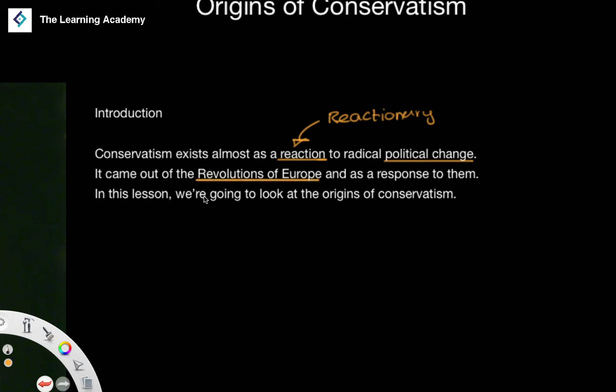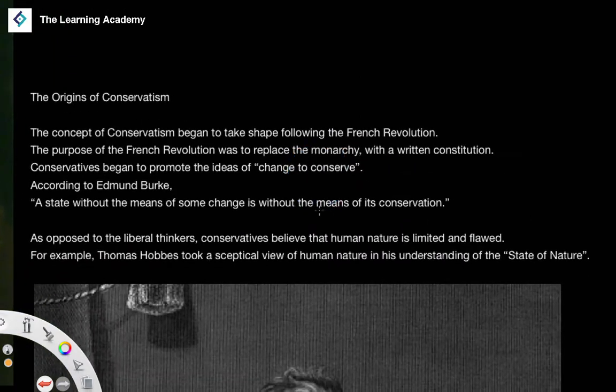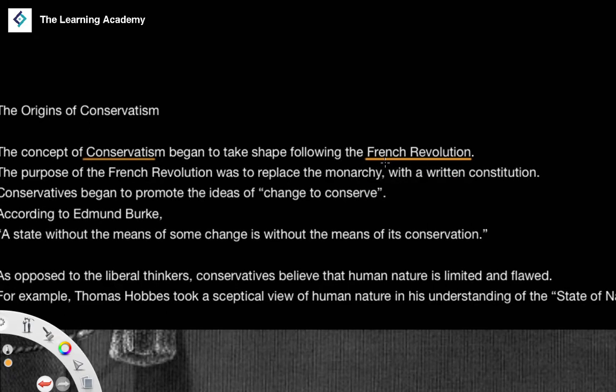So we could talk about things like the French Revolution and the English Revolution, are the two specific ones we're going to mention. So it has its origins in the revolutions of Europe, mainly within the French Revolution. It came about as a reaction to the French Revolution. Okay, and we are going to mention very briefly the English Revolution in a minute, which predates the French Revolution, and this is because we're going to be talking about Thomas Hobbes. It should be noted that Thomas Hobbes wasn't a conservative, because conservatism didn't really exist at that point.